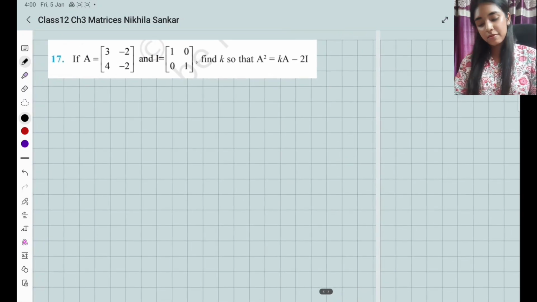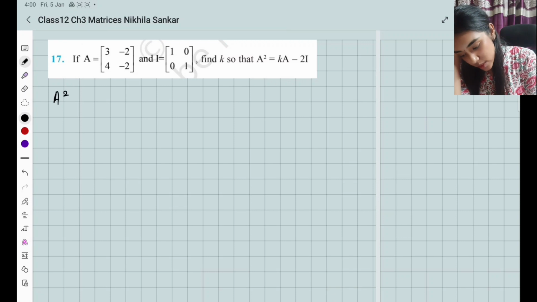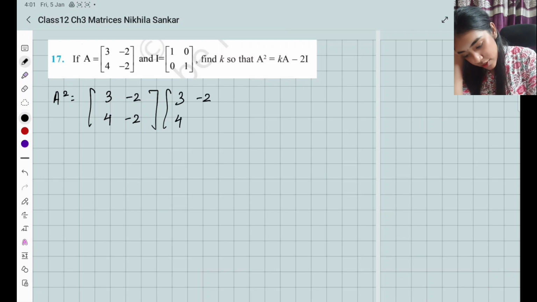Question number 17. Find k so that A squared equals kA minus 2I. So first, let's find A squared. I have [3, -2; 4, -2] times [3, -2; 4, -2]. After all the big questions, this one is very easy.